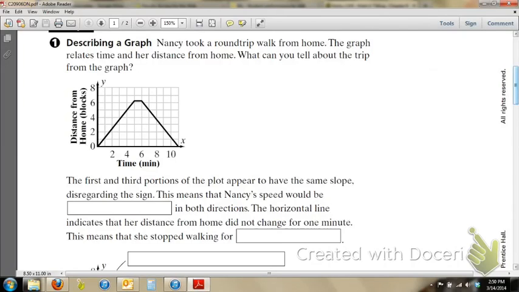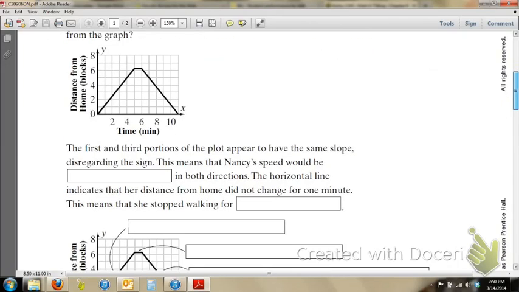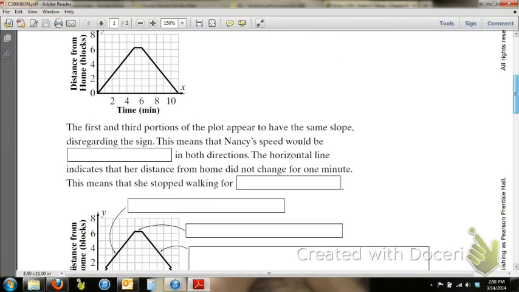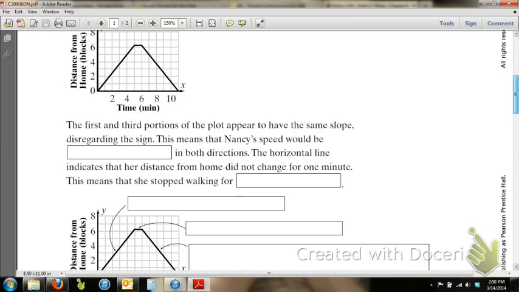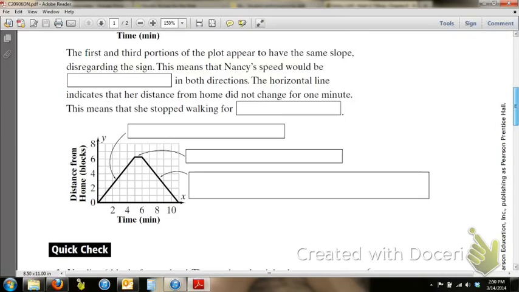So the first and third portions, let's scroll up a little bit here. They redrew the graph below, so I'm just going to scroll down. Okay. The first and third portions of the graph appear to have the same slope, disregarding the sign, meaning one's going up and one's going down, but they seem to have the same angle to them.